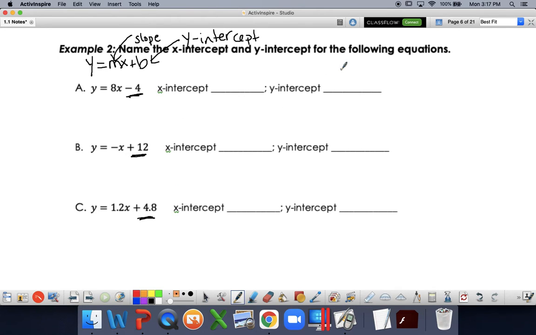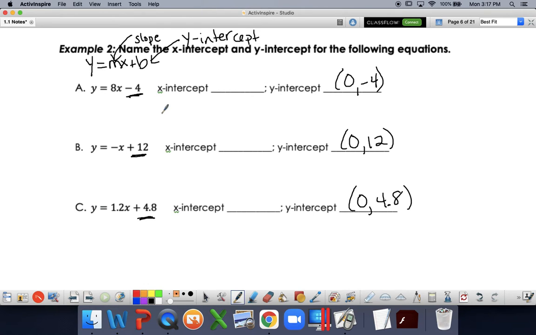So up here, the y-intercept is at (0, -4). Here, it's at (0, 12), and down here it's at (0, 4.8), right? These are all on the y-axis, and they represent the y-intercepts of these functions.